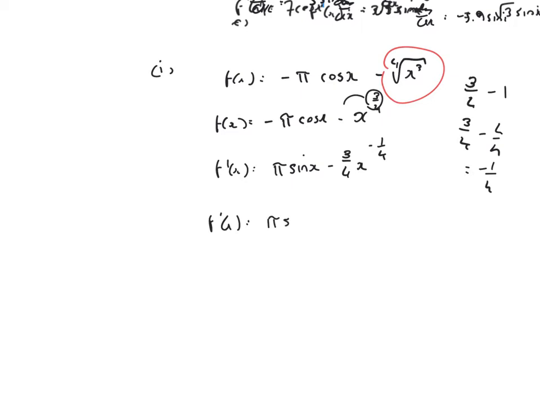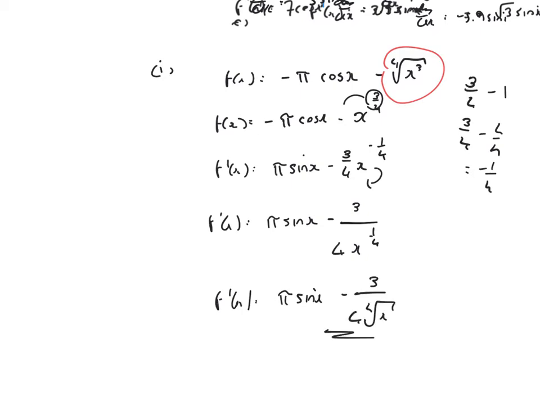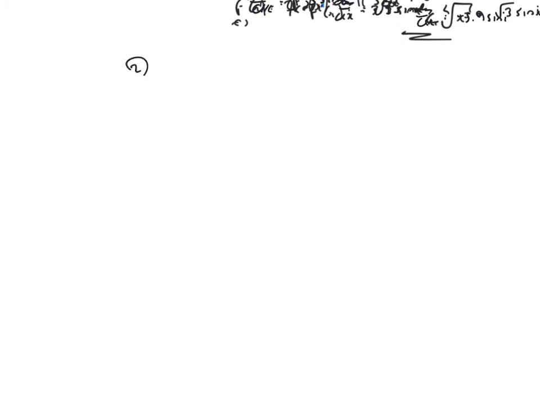Okay, and then I can tidy that up. So it's going to be pi sin x minus 3 over 4 lots of x to the positive 1/4. And the final thing that I could do there is reintroduce the root symbol. And that's going to be pi sin x minus 3 over 4 lots of the 4th root of x. Final answer. Okay, let's extend this a wee bit further and start to look at gradients and equations of tangents.